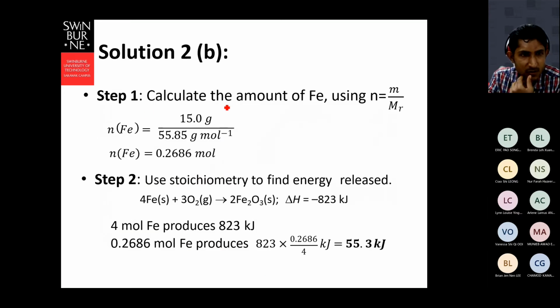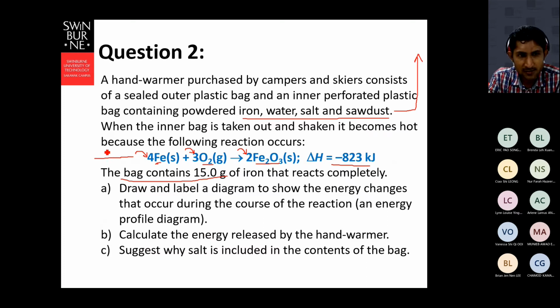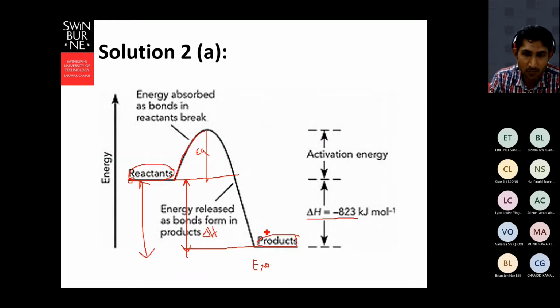So question number 2 says to calculate how much energy it will produce. Here we see 15 gram, so the number of moles of course we have to find. As I said at the beginning, we are looking at the reaction. When we look at the reaction, we see 4 moles of iron reacting with 3 moles of oxygen to produce 2 moles of ferric oxide, and the energy produced is 823 kilojoule per mole. Okay, 1 mole of this reaction will produce 823 kilojoule.